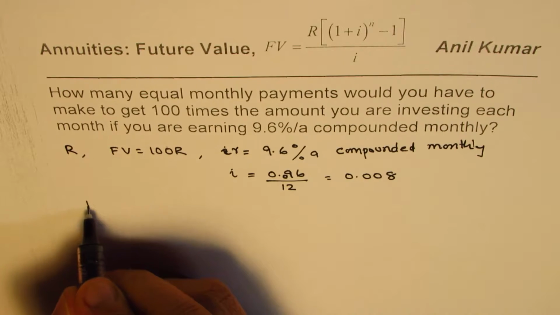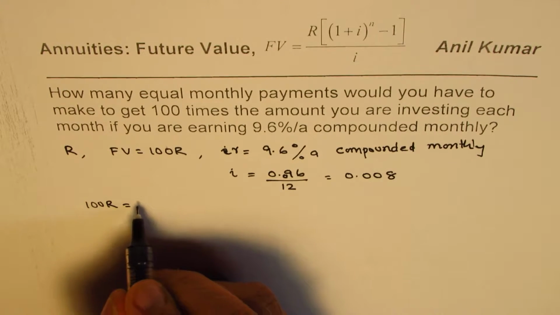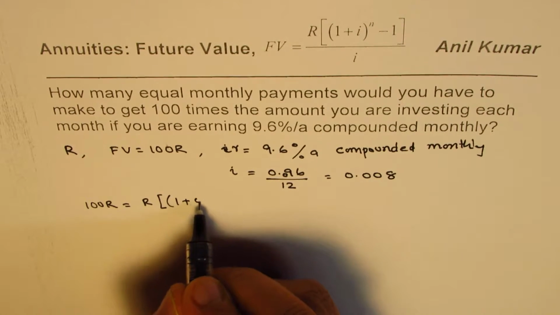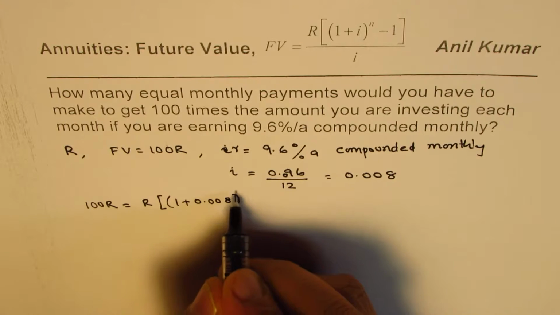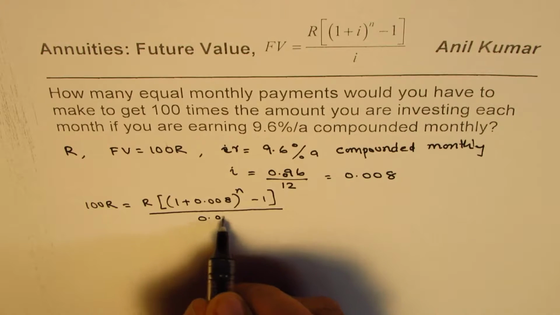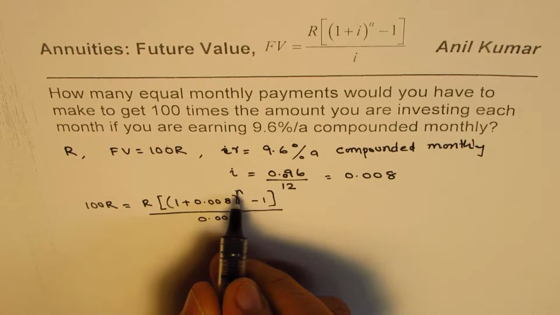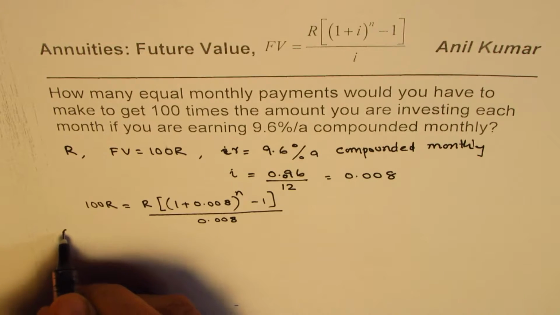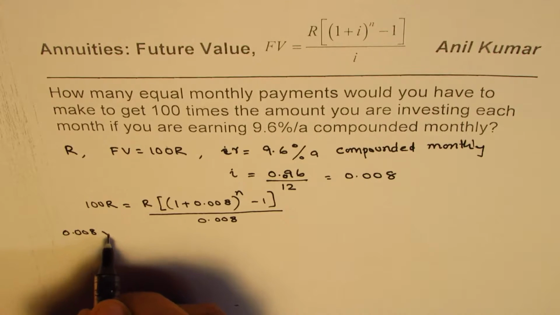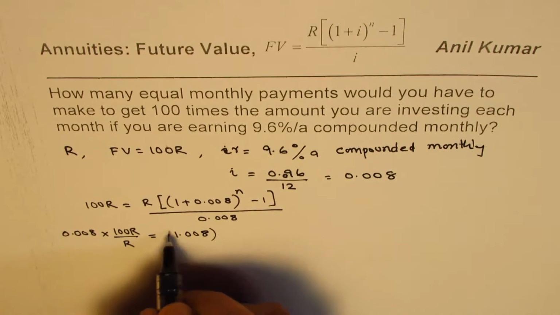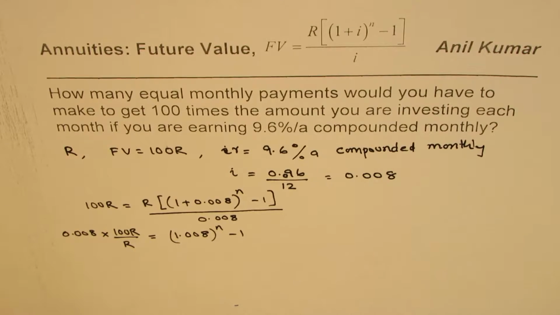So let's substitute these values and find the value of N. So future value is 100R. So we'll write 100R equals R times, within bracket, 1 plus I, which is 0.008, to the power of N minus 1, divided by 0.008. To find N, let's divide by R, multiply by 0.008. So we get 0.008 times 100R over R, which is 1.008 to the power of N minus 1.